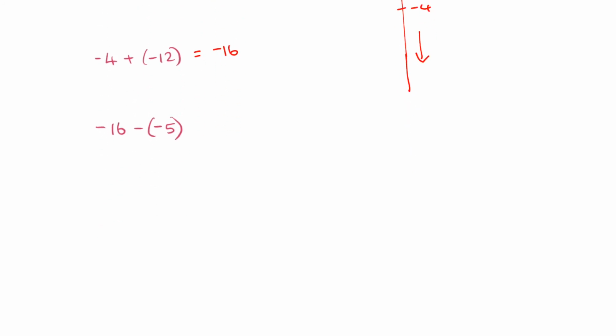And then the last one, negative 16. So we're down at negative 16. And we take away negative 5. Now remember, if you take away negativity, things get better. So we're going up the number line by 5, which takes us to negative 11.